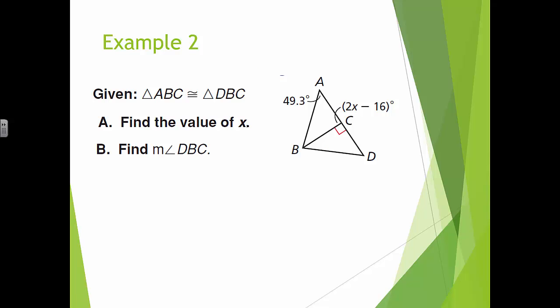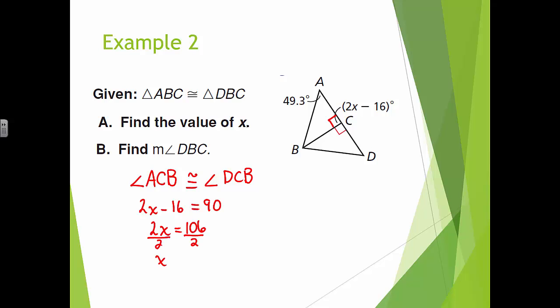All right, so we can use the fact that two triangles are congruent to find missing parts here. So we know that triangle ABC is congruent to triangle DBC. So if we look here, that means that angle ACB is congruent to angle DCB. Therefore, this must be a right angle, and that means that 2x minus 16 is equal to 90. Add 16 to both sides, we get 2x is equal to 106. Then divide both sides by 2, and that means that x is equal to 53. So we have found the value for x as it says in part A.